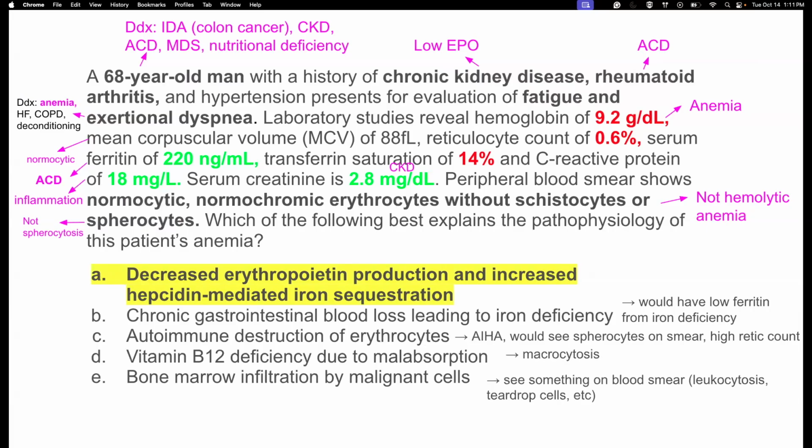So again, I think it's really helpful to go through these questions with a fine-tooth comb, especially when you're practicing. Try to pick out what you're getting from each sentence as you read it. And as you notice here, we thought that the answer was going to be the CKD and the anemia of chronic disease before we even started reading the answer choices, which put us in a really good place to get the question right.